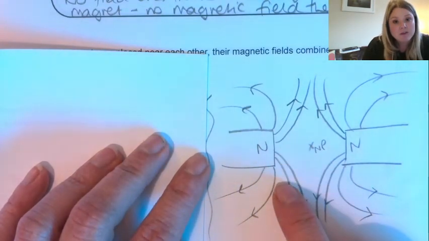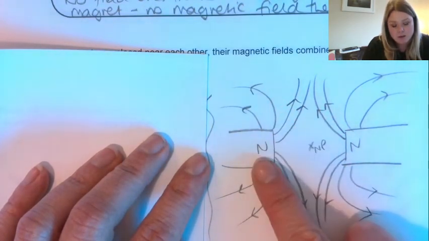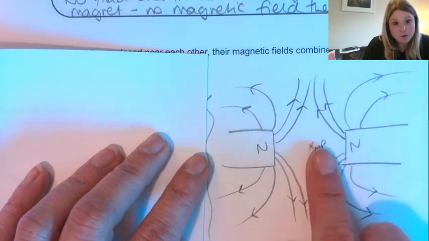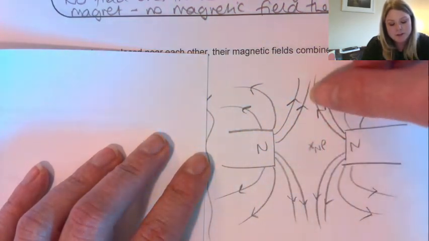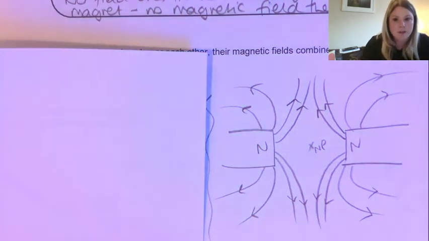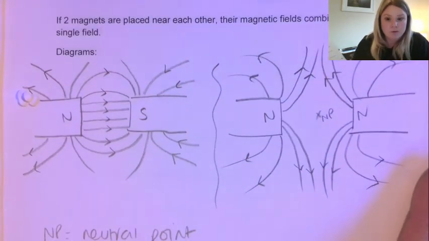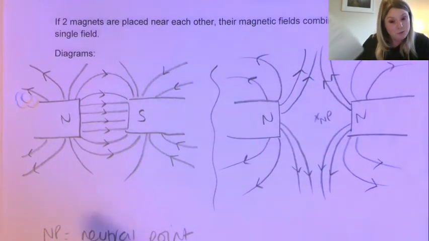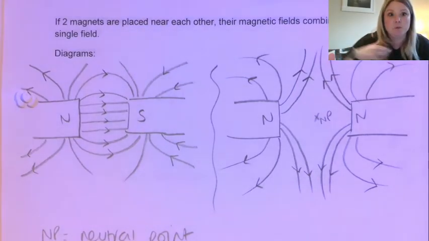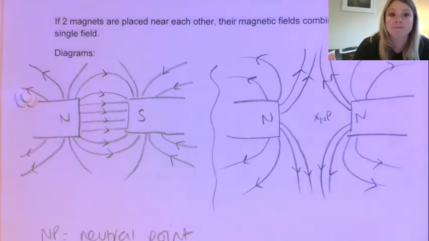Just be careful if you're ever asked to draw that that you do the arrows in the right way. So in this one, because it's two norths I've drawn, the arrows are going out. If it was two souths, they would be going in. So get those both drawn in for me. Also make a wee note of what neutral point is, NP.